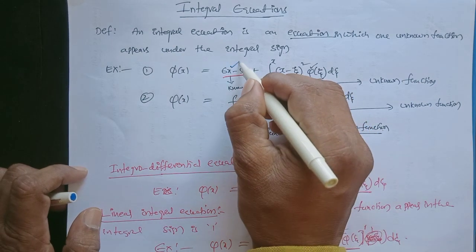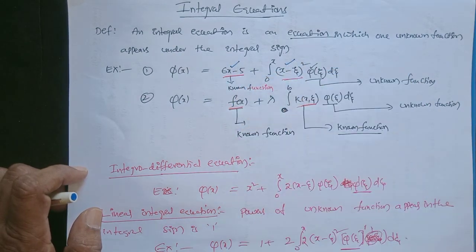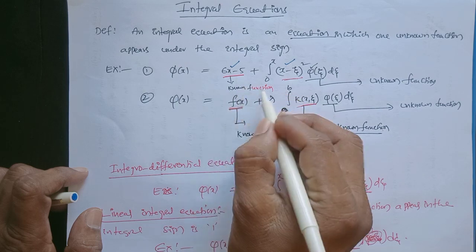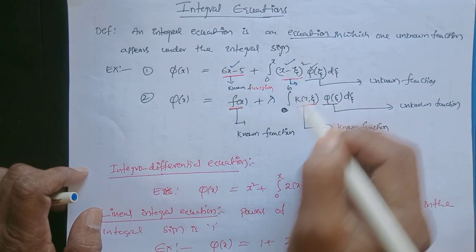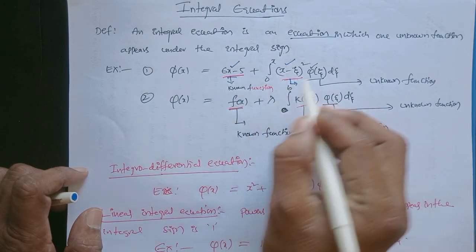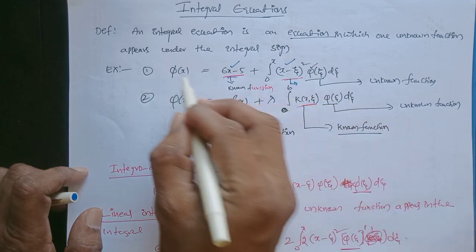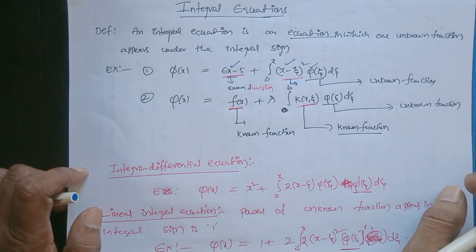This function 6x minus 5 and this function (x minus xi) whole square, these two are known functions. This phi is the unknown function. So we call this an integral equation.